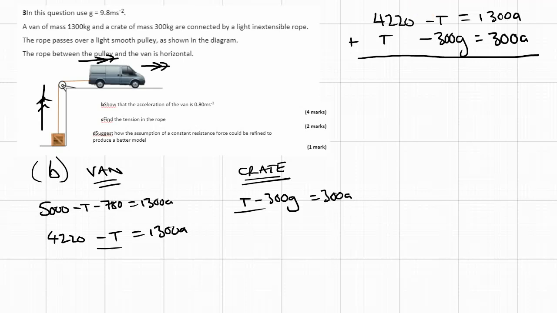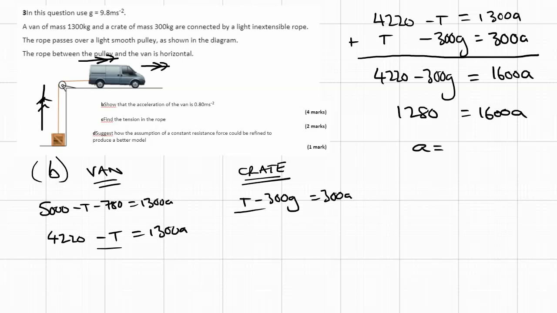So when I add these, I'm going to get 4,220 plus minus 300g. So that leaves it like that. Minus T plus T is 0. And when I add these, I get this here. So remember, 300g is 300 times 9.8. So I've just done that in my calculator. I've done this sum, and I've got 1,280. Now I'm going to divide by 1,600. And I get a equals 0.8.